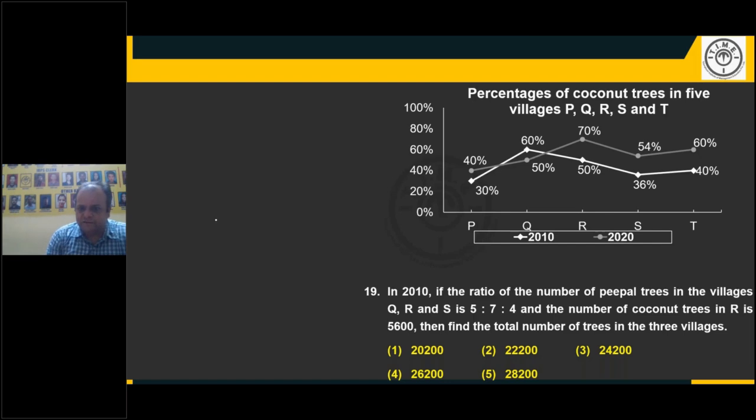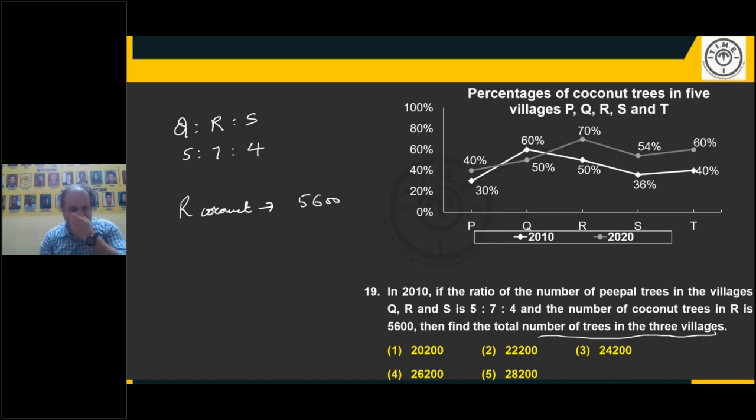If the ratio of the number of people trees in the villages Q, R and S is 5 ratio 7 ratio 4, and the number of coconut trees in R has been given as 5600. You have to find the total number of trees in the 3 villages combined.